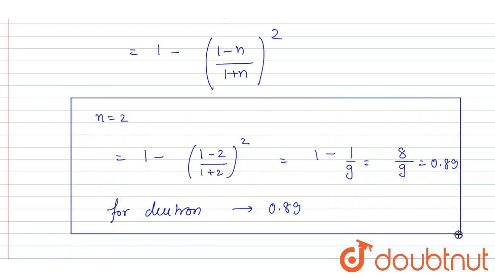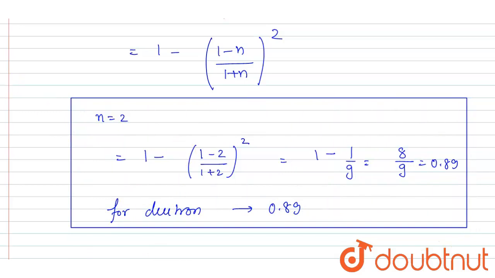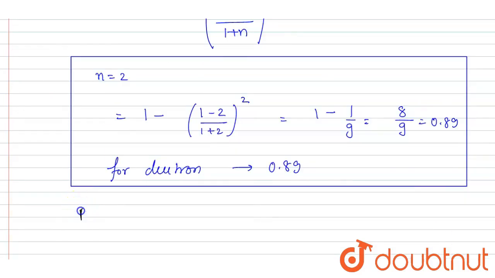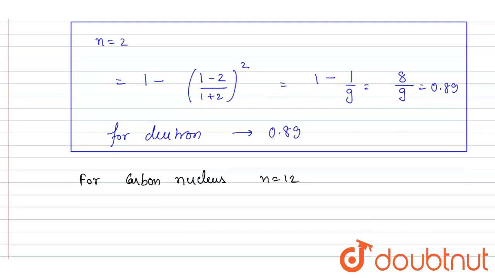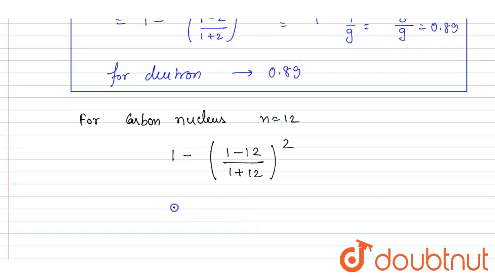Now for carbon 12 nucleus, just replace this n and put the value of n equal to 12. So for carbon nucleus, n will be equal to 12. So here I will write 1 minus ((1 minus 12) upon (1 plus 12)) whole square. So it will be (11 by 13) whole square.